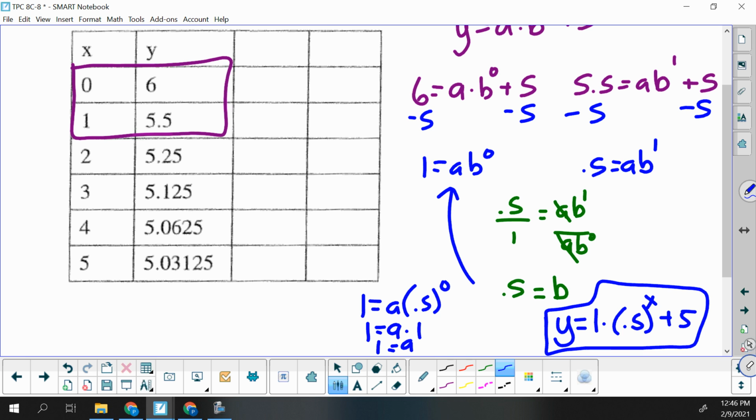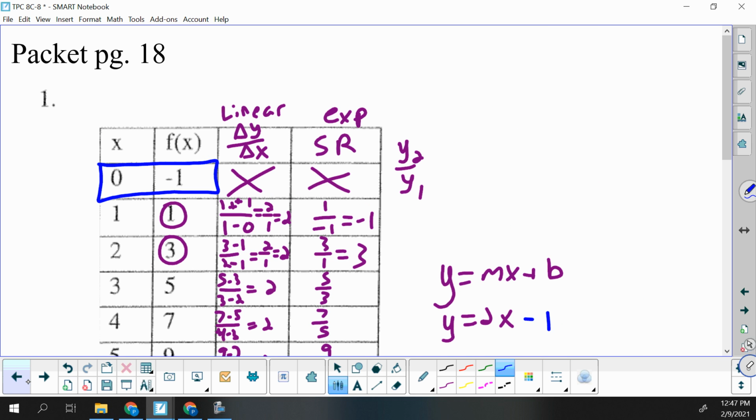So a reminder, to get credit for the homework, you need to have the charts filled out like we did on the previous page. Once you have the charts filled out, that'll tell you if it's linear or exponential, and you can use the ones we did on page 18, 1 and 3 to help guide you of how to find those equations.